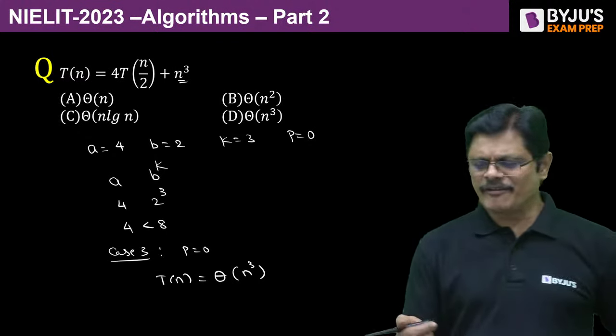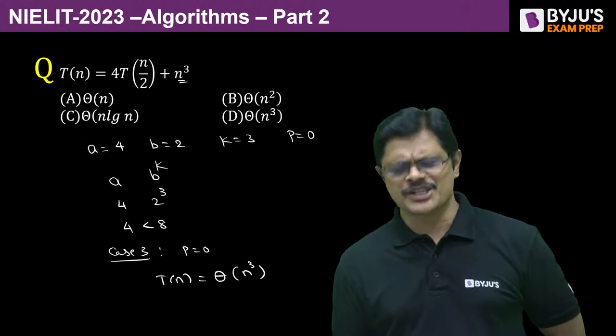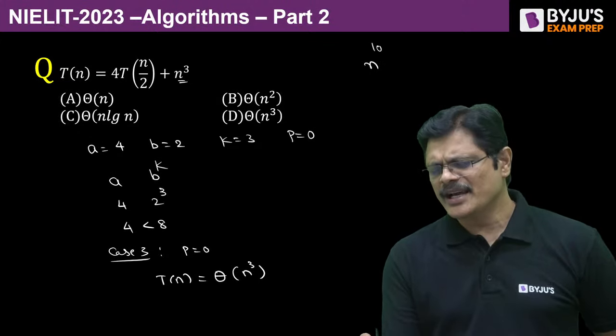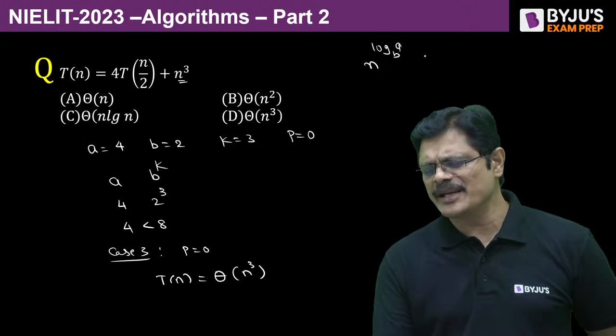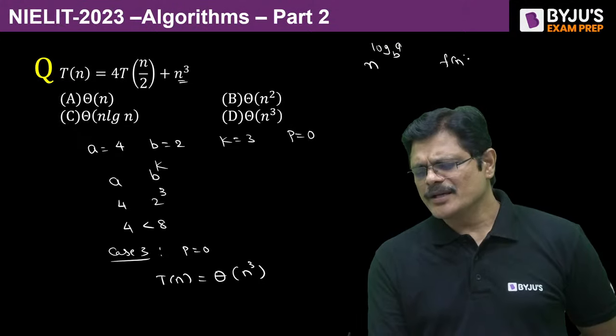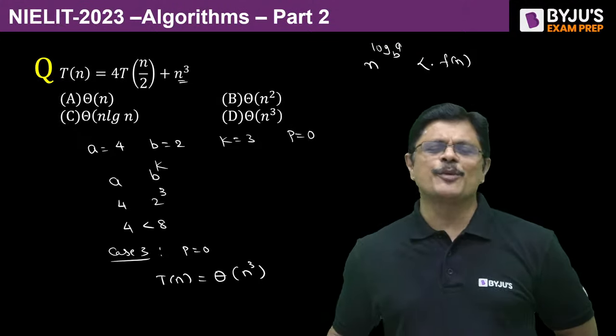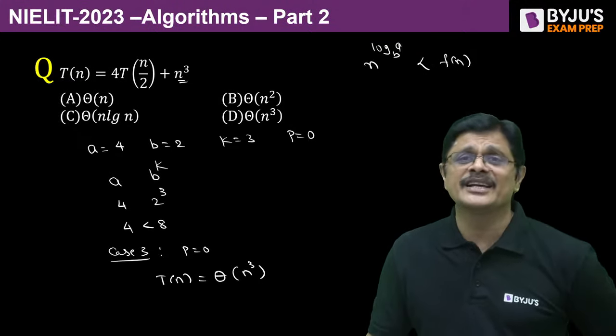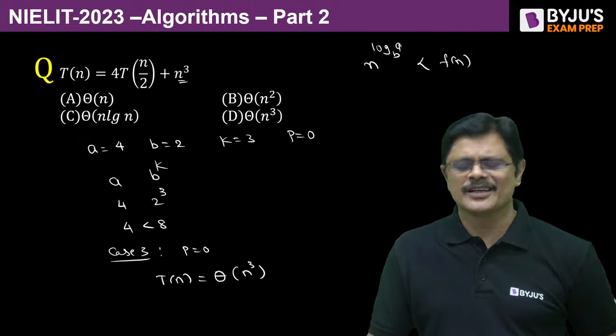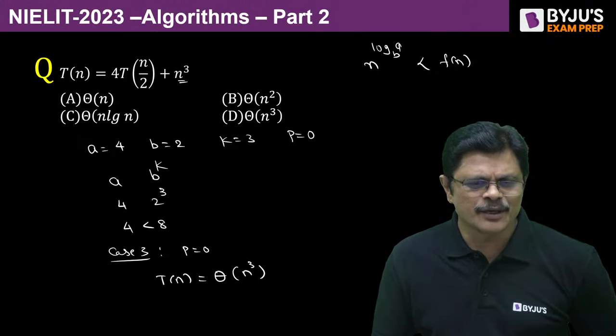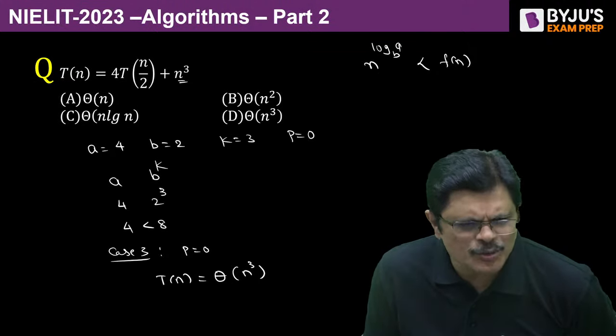Yeah, you can use that directly. See, there are two ways of verifying it. I am just using the extended version of master theorem. One more version is n power log a to the base b is compared with f(n). So whenever this is asymptotically smaller than this and f(n) satisfies the regularity condition, then we can use the third condition.